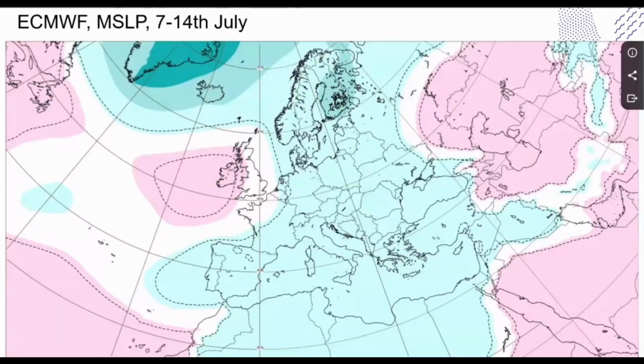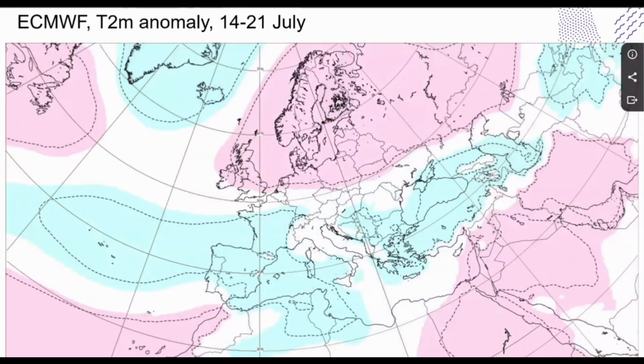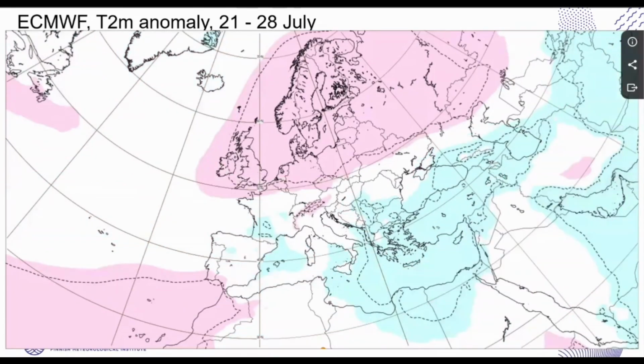And then if you look at the pressure anomalies, next week we have low pressure anomalies in large areas, but then we have an indication of higher pressures for the next week in the north of Europe, while in the southern and central part of Europe we have lower anomalies. And a similar picture also for the last week of July.